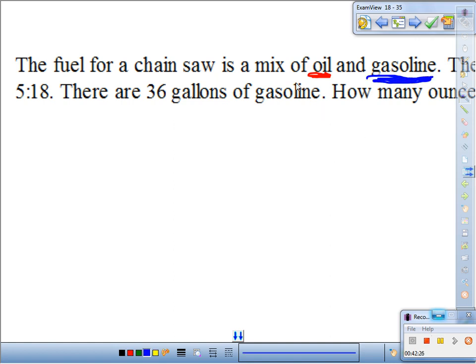So which one do they mention first? Oil. Which one do they mention second? Gasoline. So look at that ratio right here.